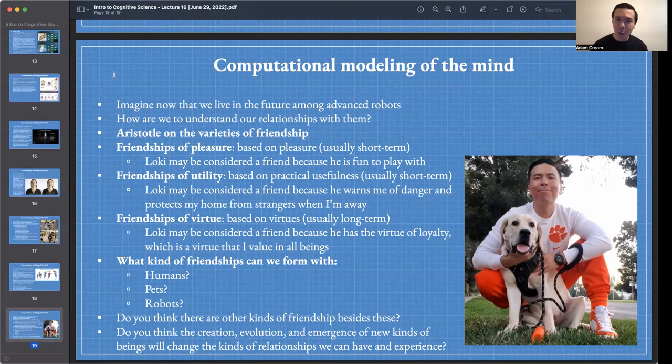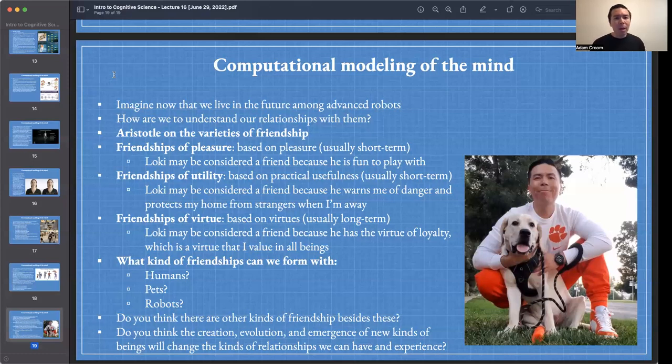So I want to end the lecture with a final thought, given the nature of artificial intelligence and its development. Suppose now we live in a time where advanced and artificially intelligent robots exist with us. How should we understand our relationships with them, right? Do we need to rethink the nature of friendship? Do we need to create new friendship categories? Or will the categories of friendships we currently have suffice for understanding our relationships with non-human friends?